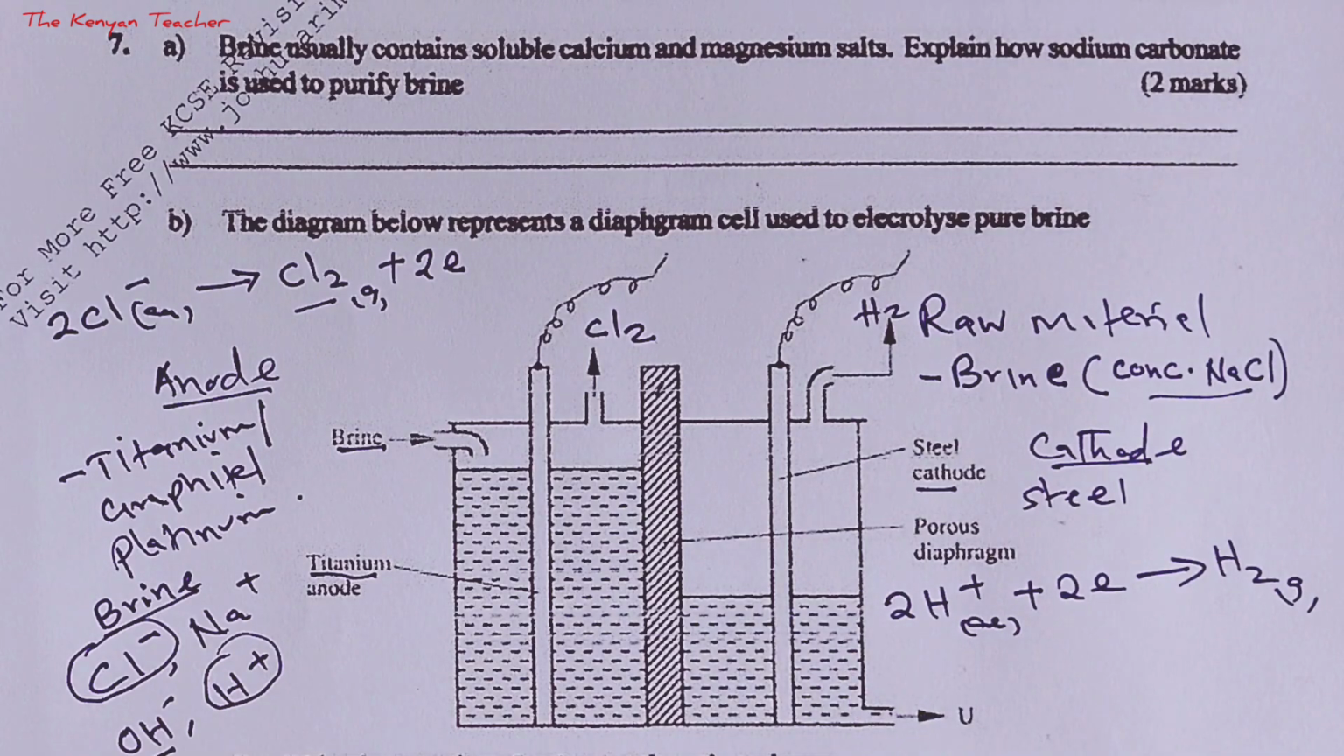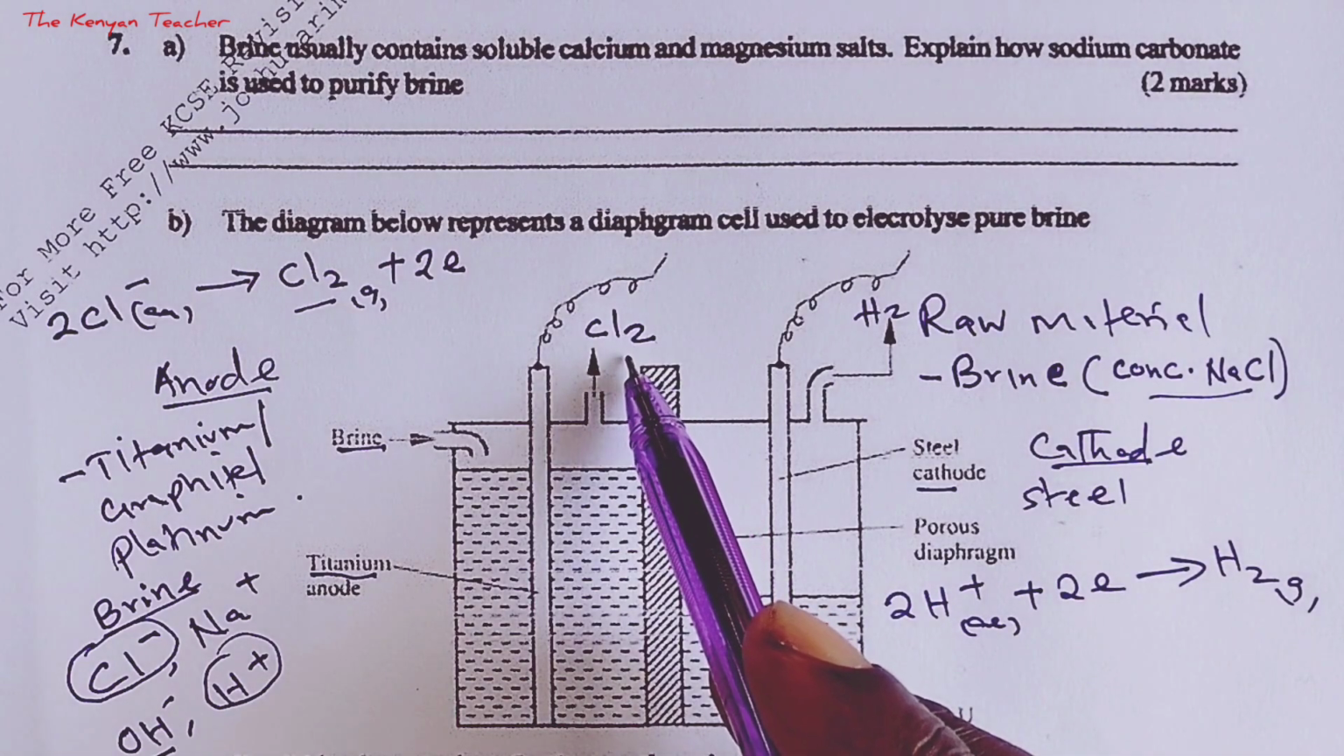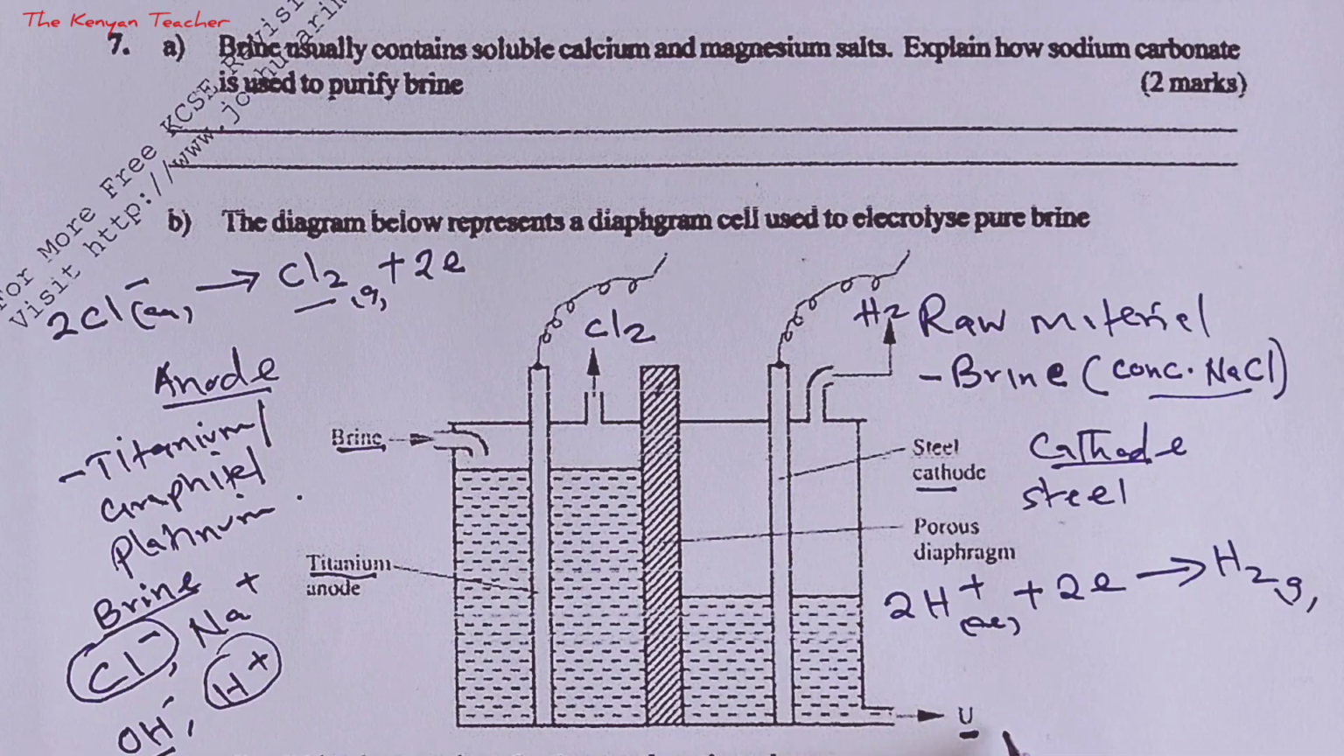So let's now get back to our diaphragm. The diaphragm has 2 functions. Number 1, it will prevent sodium hydroxide, which we are producing here as substance U, from mixing with chlorine. If these 2 substances mix, we shall produce what we call sodium hypochlorite, which we do not need now, though it is also a very important substance used as a bleaching agent.